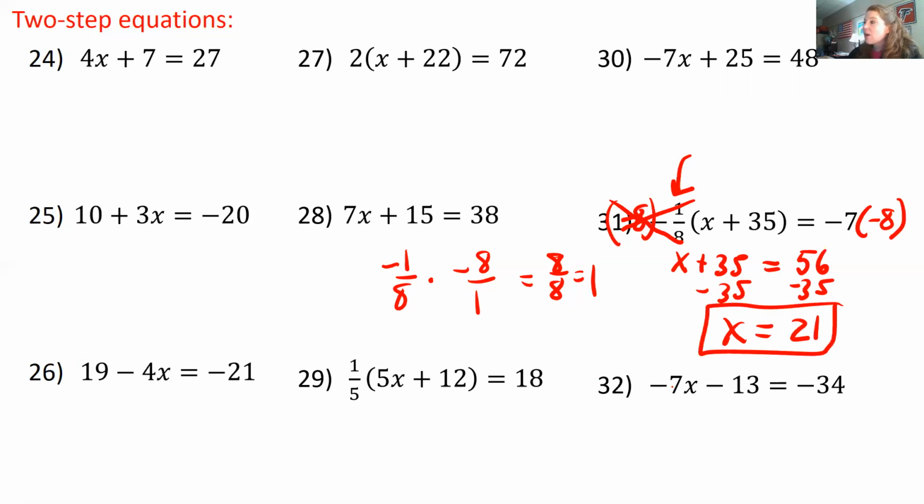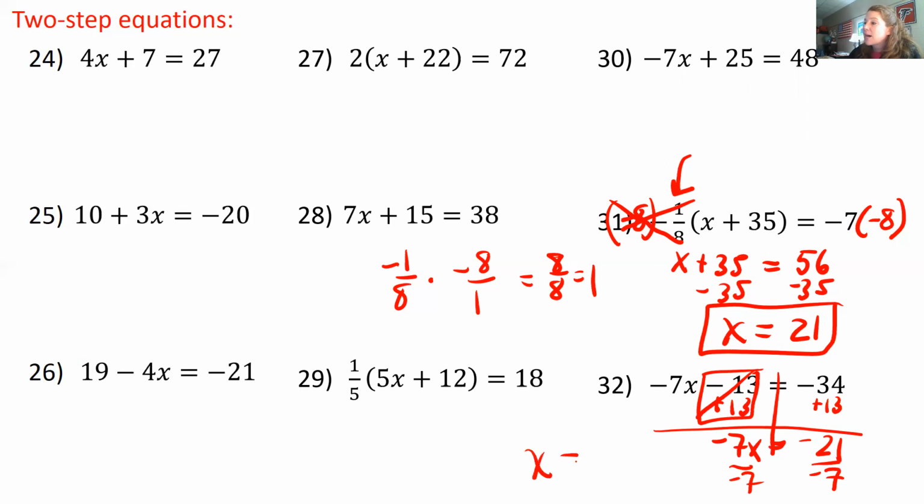One more, you guys. Here we go. All right, we're going to get rid of minus 13 first. The opposite of minus 13 is add 13. So this is gone. We bring down negative 7x is equal to negative 21. And then the opposite of times negative 7, we're going to divide both sides by negative 7. So negative 21 divided by negative 7 is positive 3.